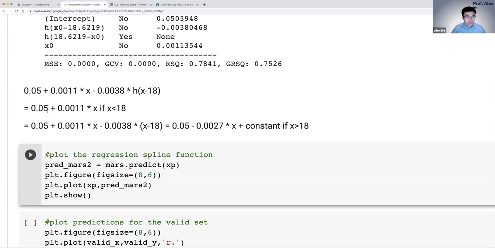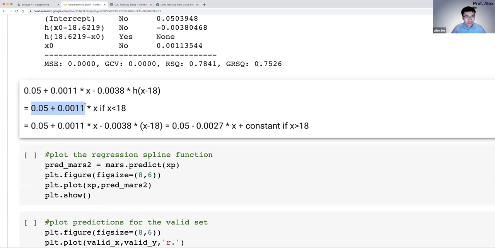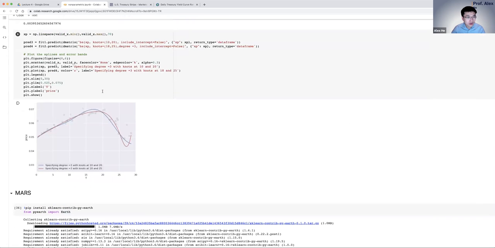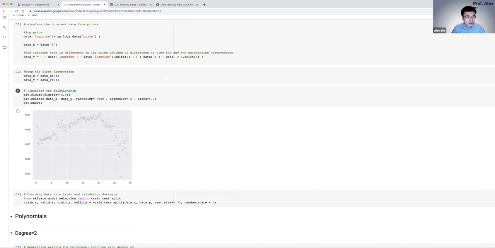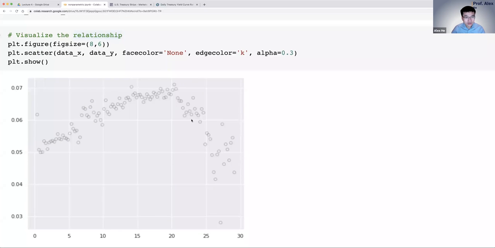So we have a different linear function, one that's increasing in x if it's smaller than 18, and one that's decreasing in x if it's greater than 18. And that would allow us to fit this shape, right? Because if you look at this relationship, it's kind of increasing before 18 and then decreasing after 18.